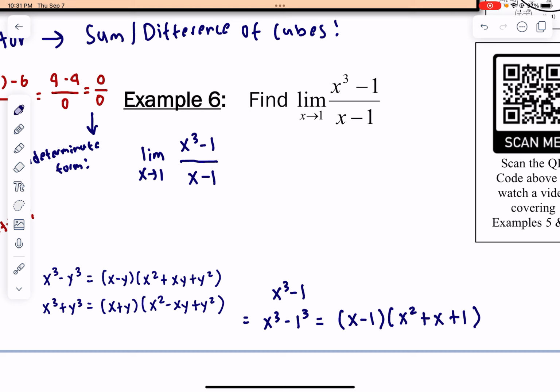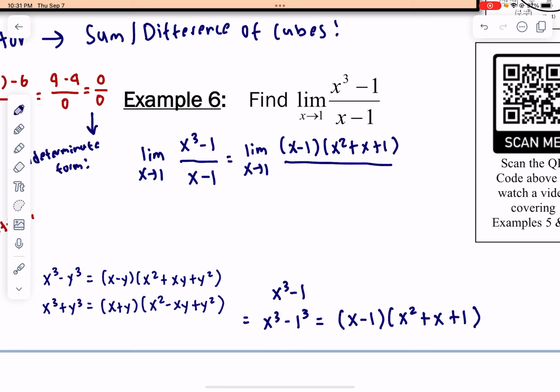All right. So now that we factored the numerator into this expression, we can go back and plug this factored expression back into our numerator. So this is equal to the limit as x approaches 1 of (x minus 1)(x squared plus x plus 1) all over x minus 1.